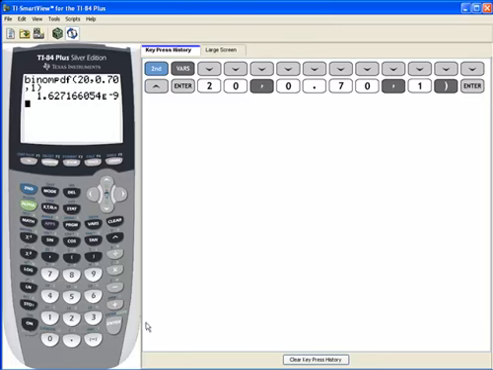Now you see that probability is very small. The calculator gives that probability in scientific notation. That's approximately 1.63 times 10 raised to the negative 9th power.